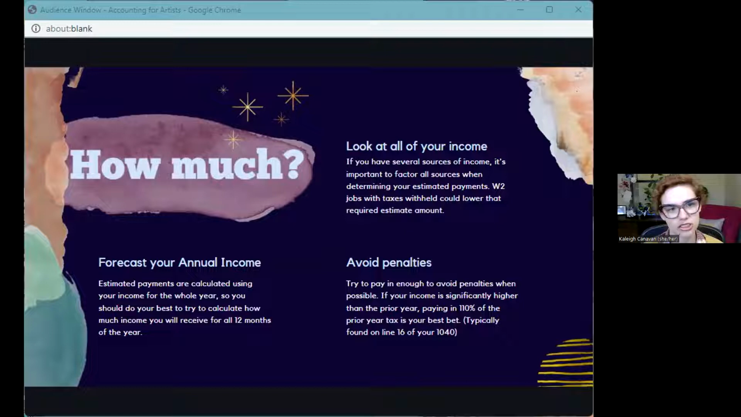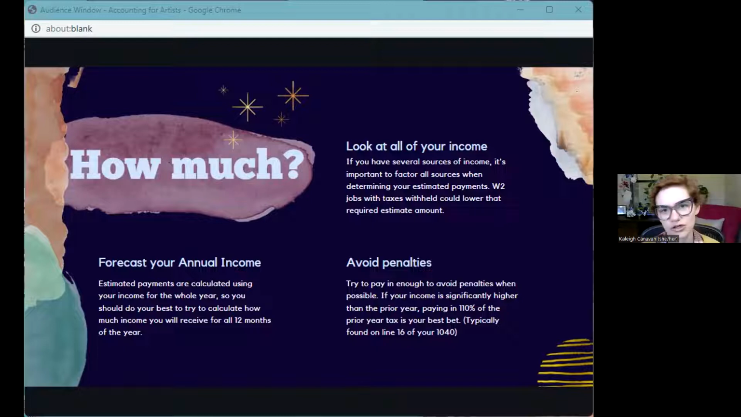So how much should you pay in estimated payments? There's a few factors that you should consider. Look at all of your income, because many artists have a day job or a side gig or something along those lines where you're receiving a W-2, which means that your employer is paying in taxes for you in the form of withholding. That means that the estimated payments that you're required to make could be lower because you're already being paid in throughout the year with your paycheck. So you'll want to factor that in as well.